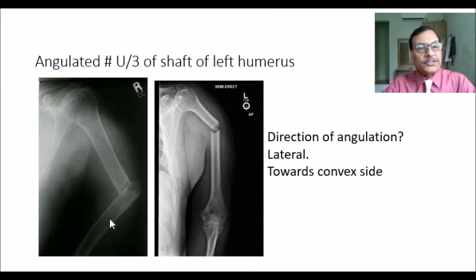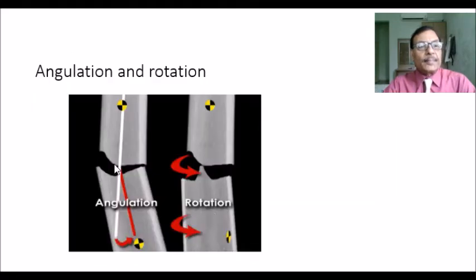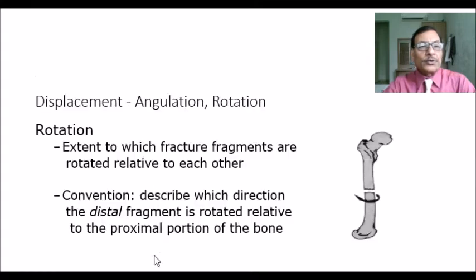This is angulated. Angulation is seen and described according to the direction where the convexity lies. So the convexity is on the lateral side, here also the lateral side. So this is laterally angulated. Now, angulation and rotation: we will come to how to recognize rotation.